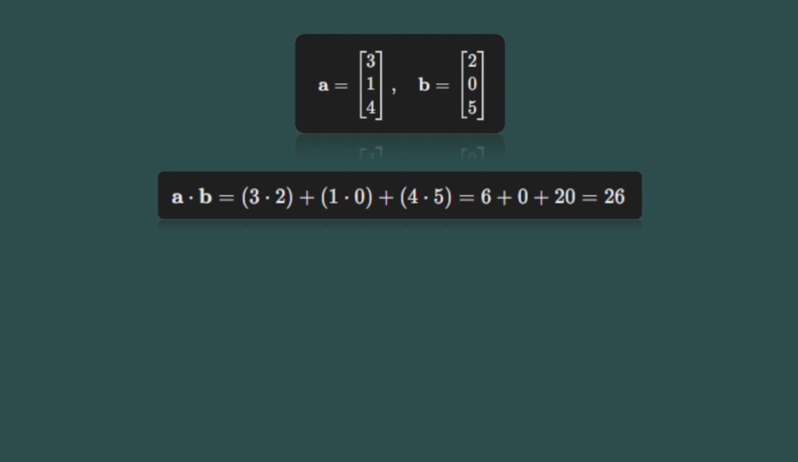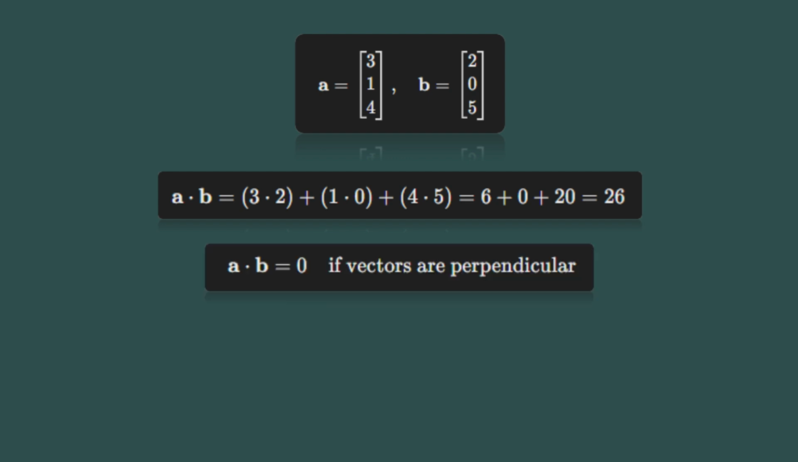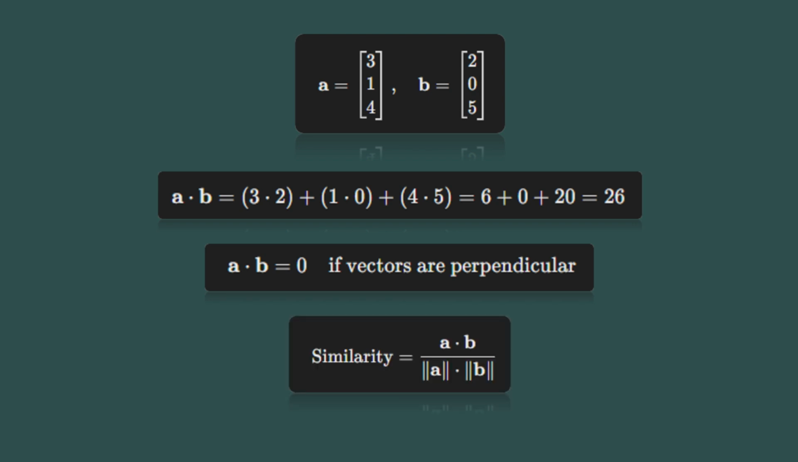This single value, 26, tells us how much the two vectors align in terms of direction and magnitude. If the dot product had been 0, it would mean the vectors are perpendicular, or orthogonal, and have no alignment at all. If it were negative, the vectors would point in opposite directions. This geometric interpretation is critical when we use the dot product in machine learning.